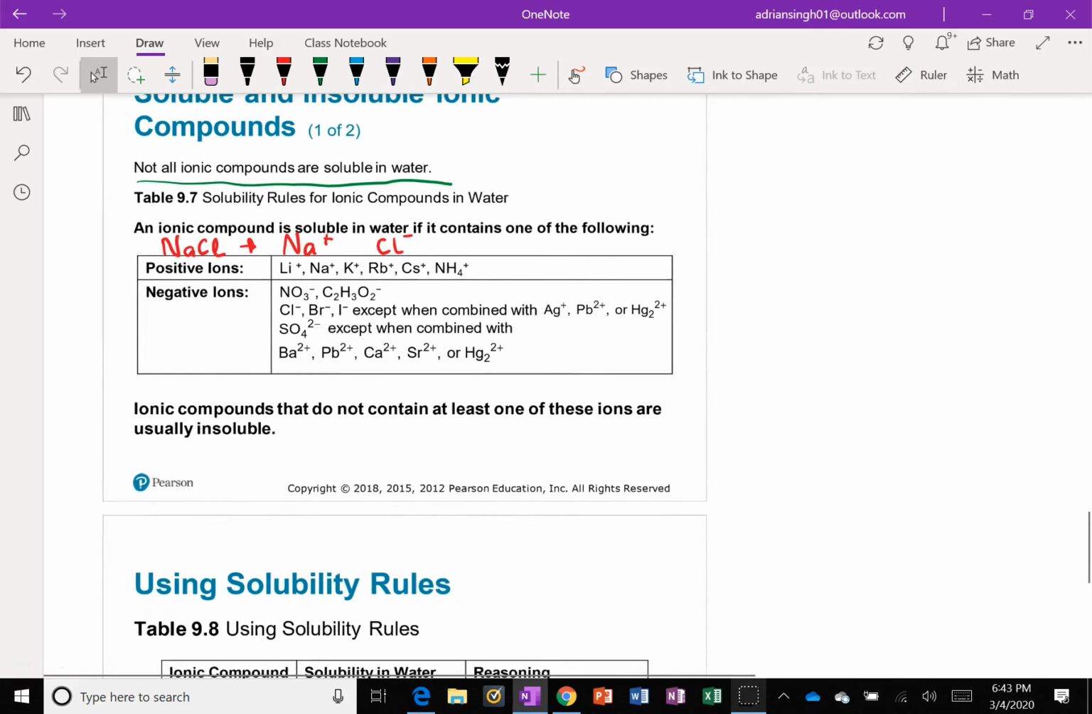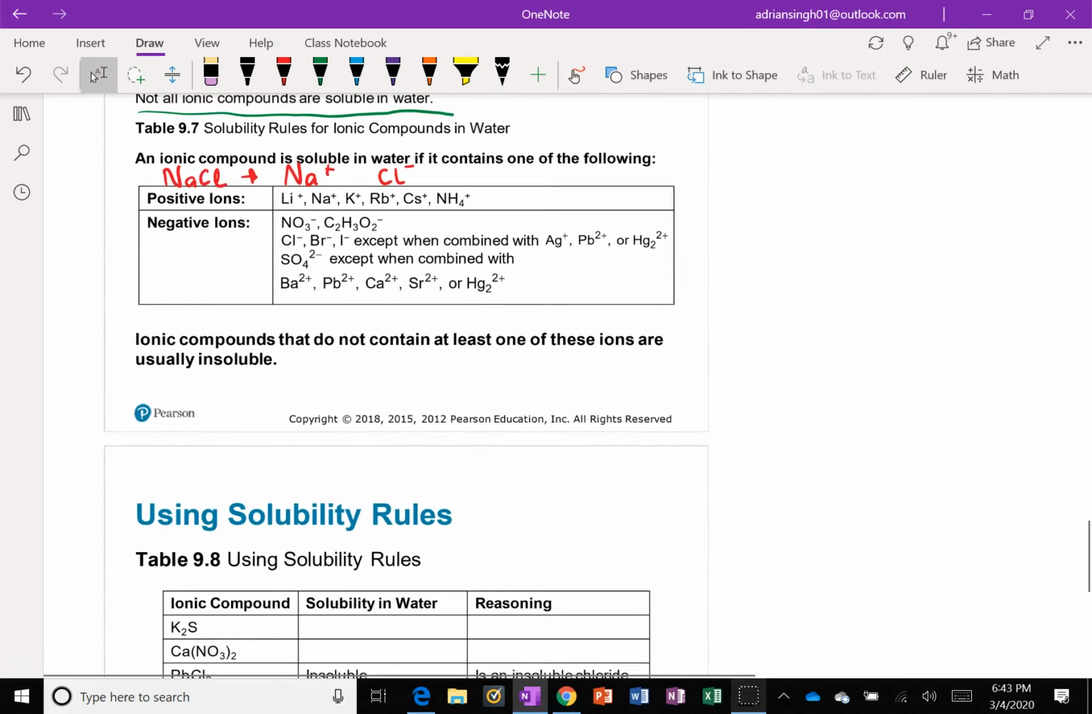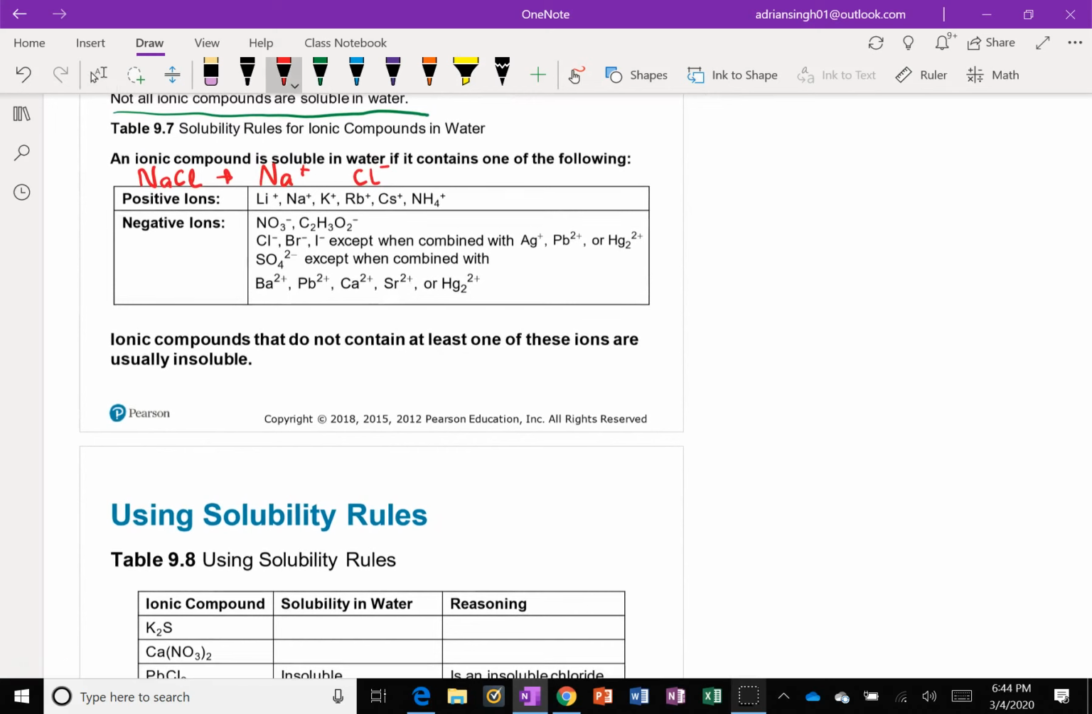Let's apply those rules to some of these combinations down here. First, let's take a look at K2S, potassium sulfide, and look at the table to predict whether it's soluble in water or not. Raise your hand if you think it's soluble. Why is it soluble? What is on the chart?